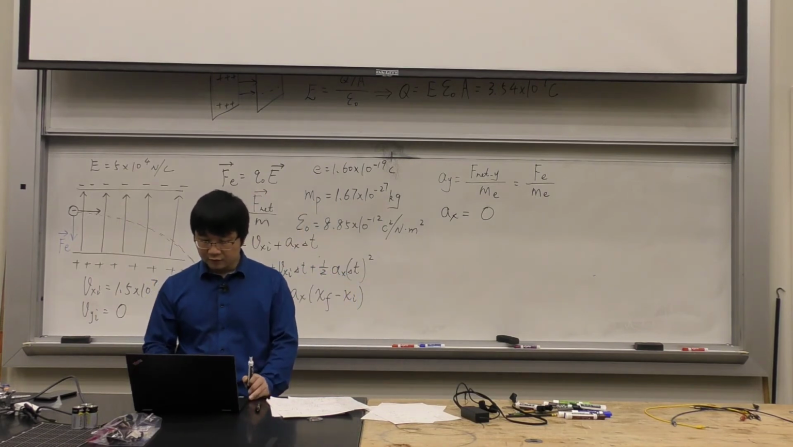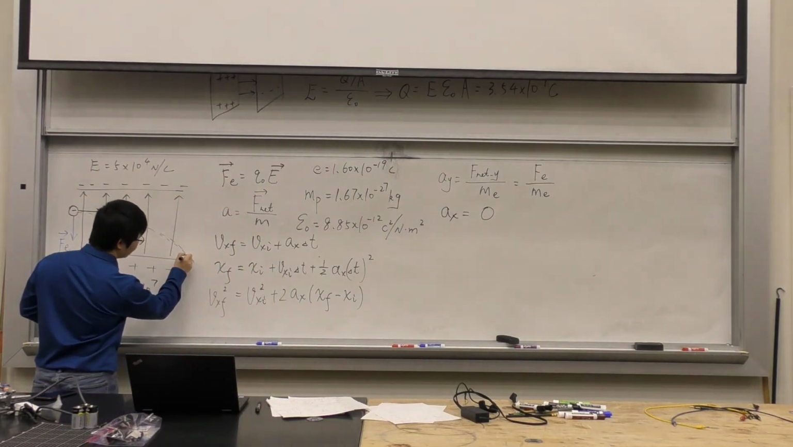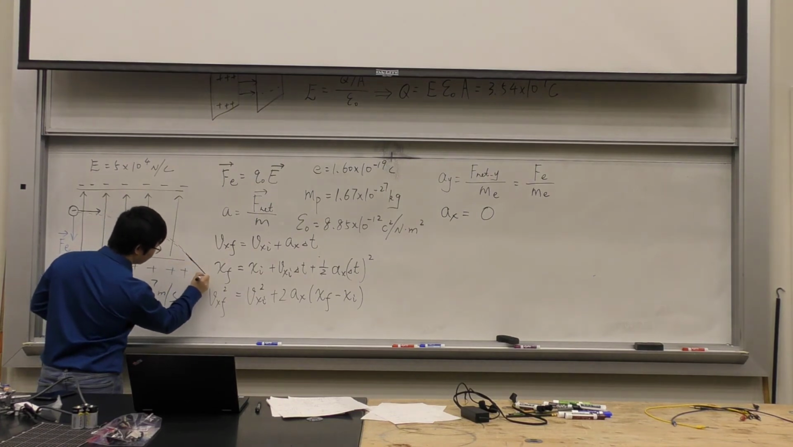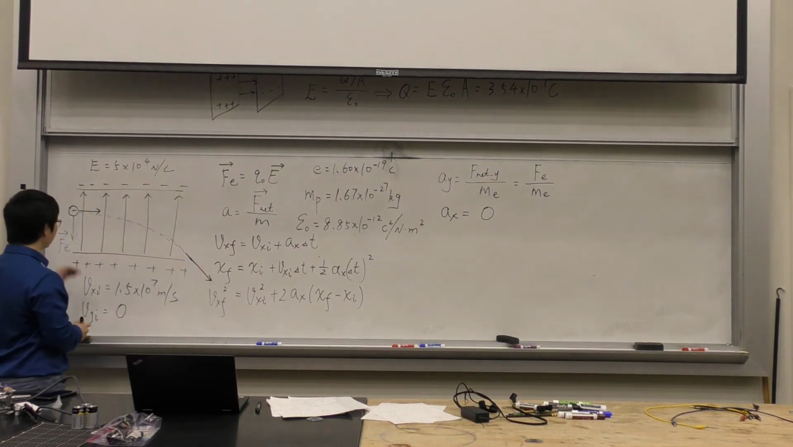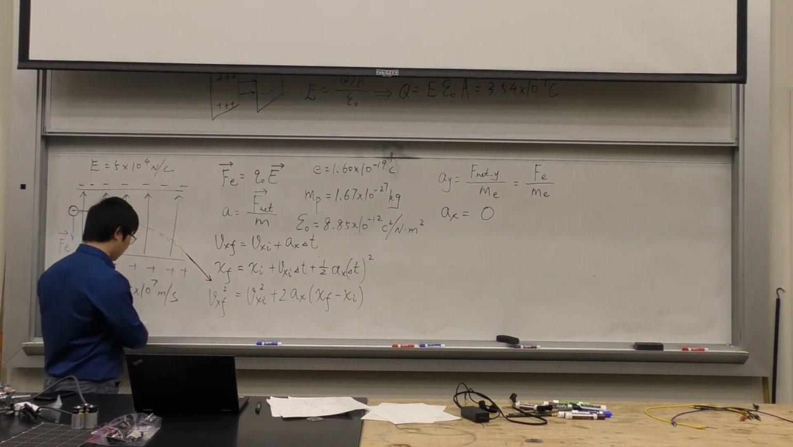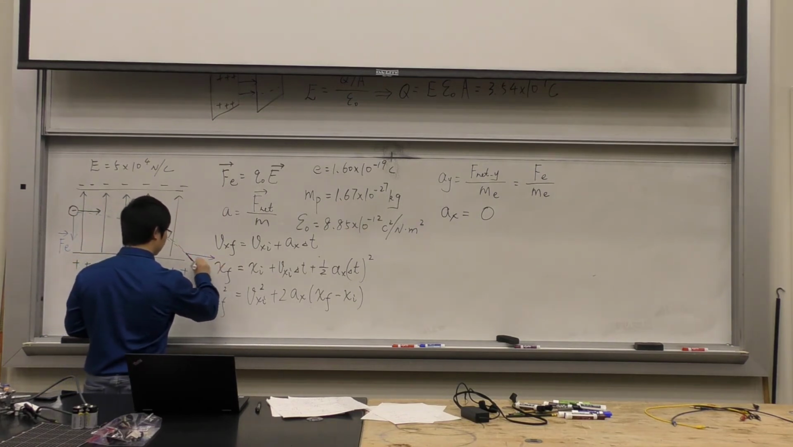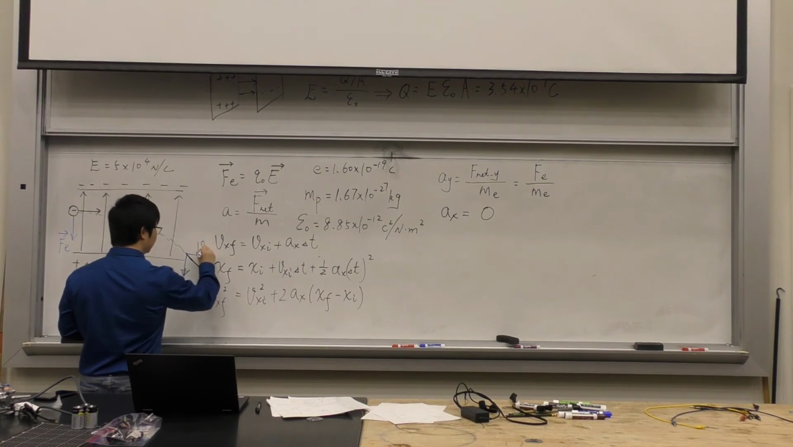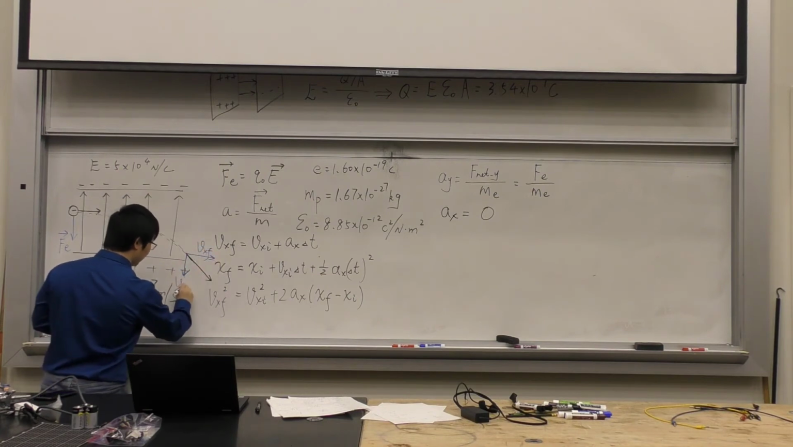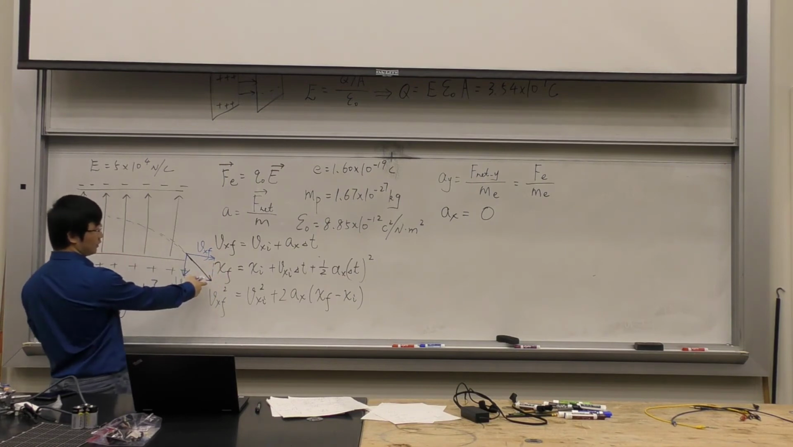For the first part, we want to find the velocity of the electrons when they leave the gap. When they leave the gap, they're going to be moving in this direction. They're going to be deflected, so they don't move in the original direction anymore. How do you find this velocity? This is a vector, so you should be careful. All you can do is find the components. This is Vxf, this is Vyf. Then you can combine them to find this Vf.